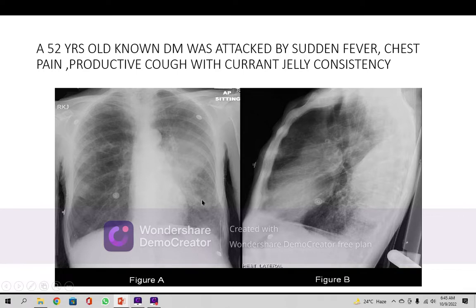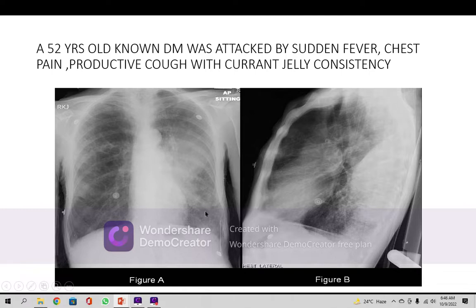The other investigations you could do are the CBC and the LFTs, the acute phase reactants, and the urine test for the pneumococcal antigen. The test will be positive here, not for the pneumococcus, but rather for the other bacteria, which will probably be a gram-negative type of bacteria.